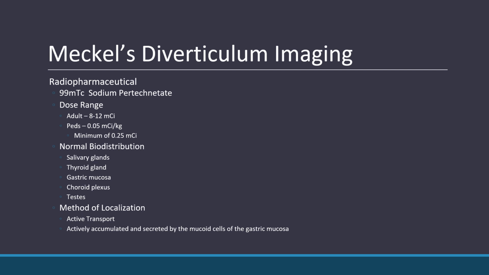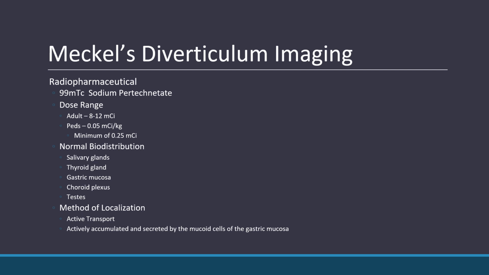The radiopharmaceutical for Meckel's is Tc-99m sodium pertechnetate. This is straight tech that's unbound. Straight tech that's unbound will go to the salivary glands, thyroid gland, gastric mucosa, choroid plexus, or the testes. Notice that technetium does not go to the bowel or the intestines normally, but it does go to the gastric mucosa. This is why it's the radiopharmaceutical of choice for Meckel's diverticulum, because it doesn't go to the normal intestines or bowel, but it does go to the gastric mucosa. It makes it ideal for finding areas of ectopic gastric mucosa.